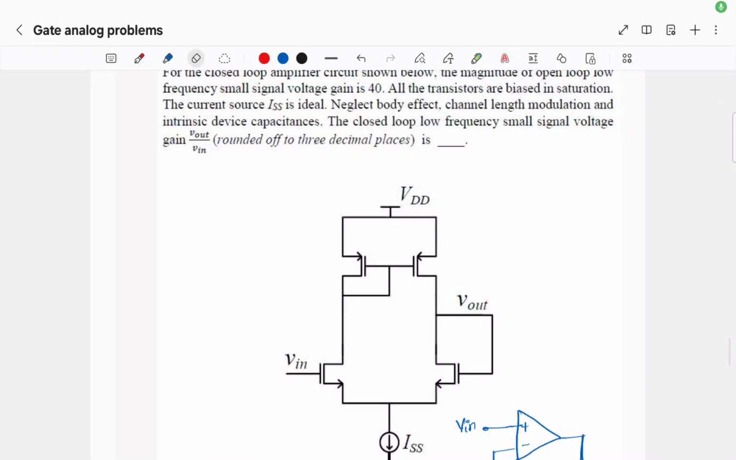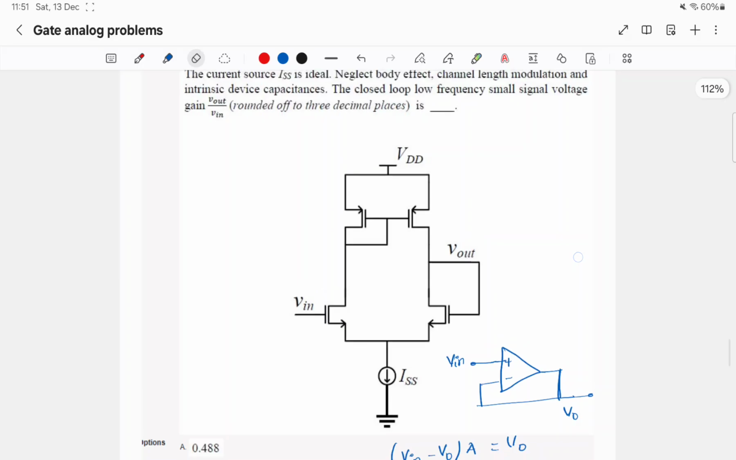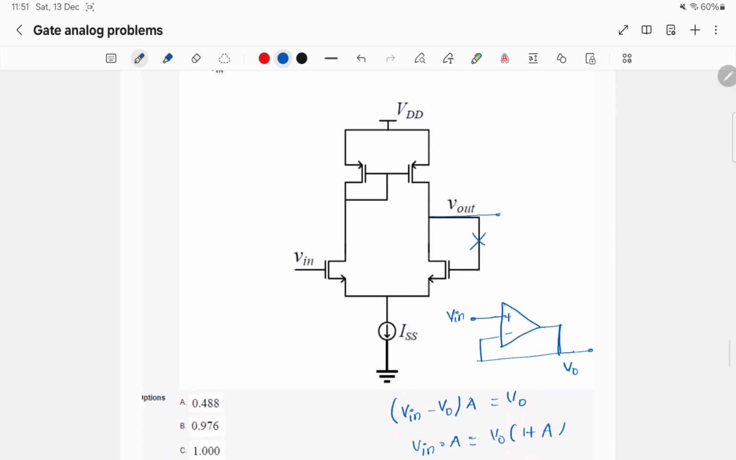In this video we will solve the remaining questions of GATE 2024 ACA. So before solving the question, let us say we don't have this connection and output is here. So this is a differential to single-ended operational amplifier.